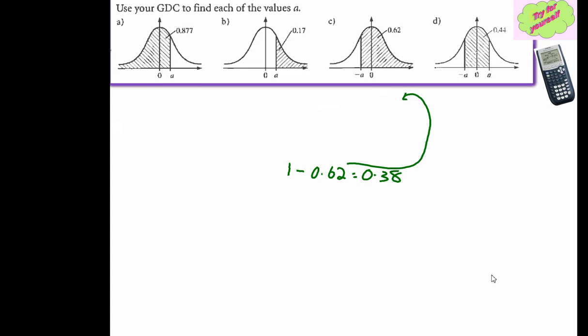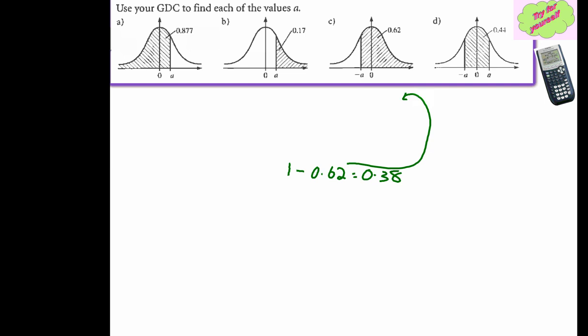So now do some practice ones. Try it for yourself. Feel free to pause and try these yourself. Use your GDC to find each of the values of A. So here, notice they're telling you the area under the curve. They're telling you the probability. Here, they've given us the area to the left, so life's good. Just pop it in the calculator.